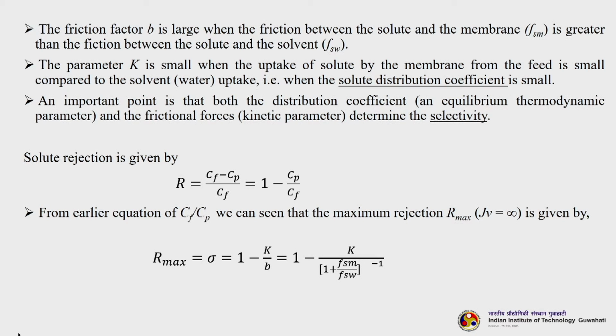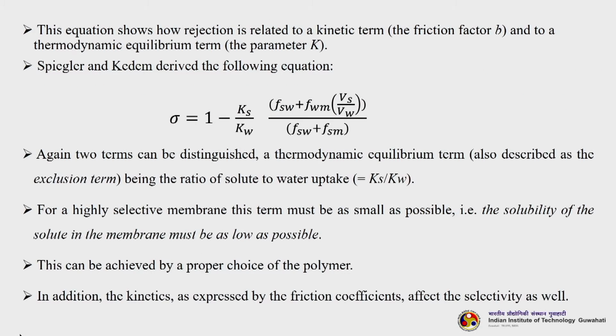We have seen from the earlier equation for Cf and Cp that the maximum rejection, Rmax, happens when Jv, the volumetric flow, tends to infinity. So, you can write this equation: Rmax equals sigma times 1 minus K by B, times 1 minus this equation. This is inverse. Now, this equation shows how rejection is related to a kinetic term, that is the friction factor B, and to a thermodynamic equilibrium term, that is the parameter K.